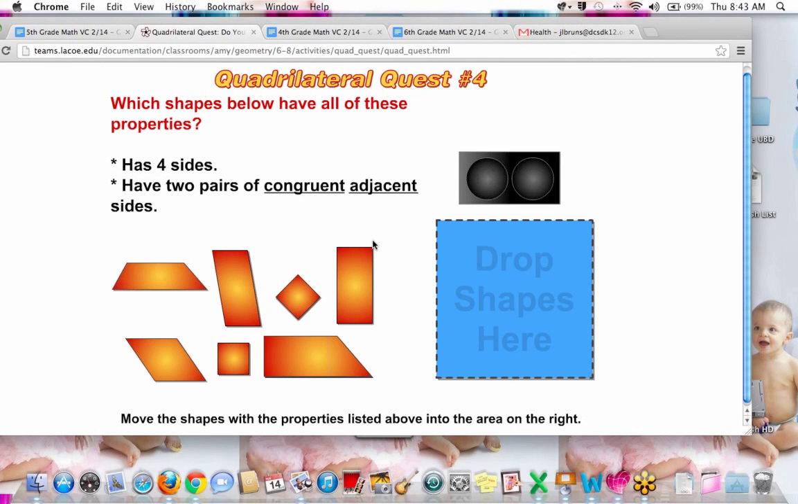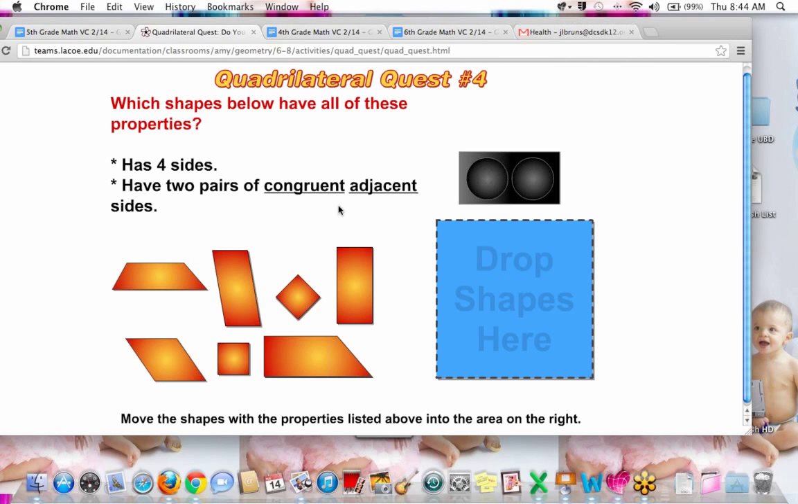All right, now we're getting a little harder. Has four sides. All right, well, that's easy. But has two pairs of congruent adjacent sides. Congruent means the exact same, right? Now, adjacent, have we heard that word? Nicholas, go ahead. They're right next to each other. So they share an endpoint, right?